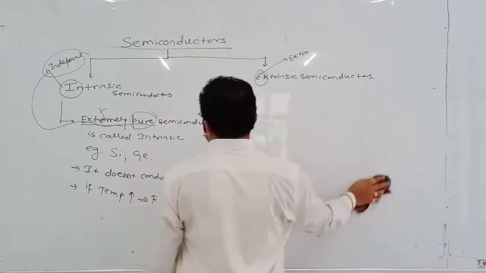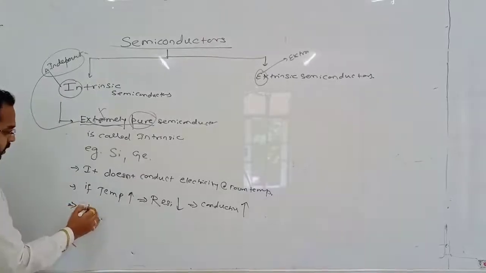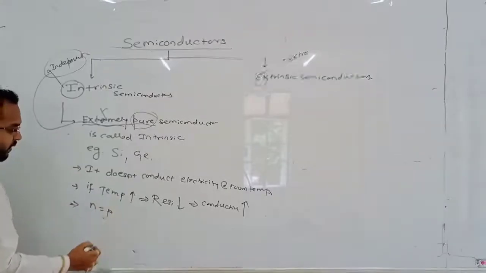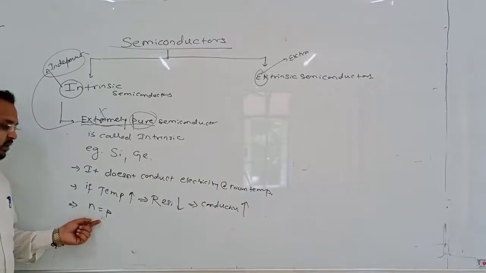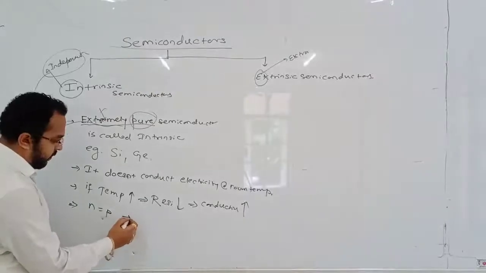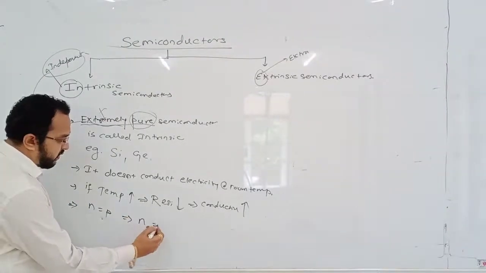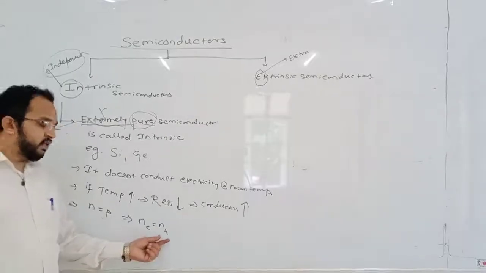One more point to remember here, n is equal to p. What is p? Concentration of electron is equal to concentration of holes, or you can say number of electrons is equal to number of holes. Number of electrons is equal to number of holes.